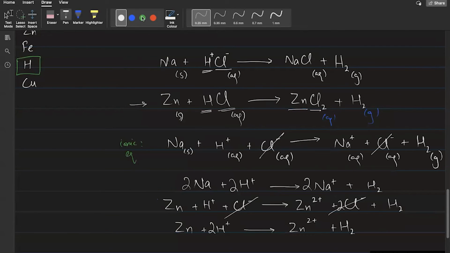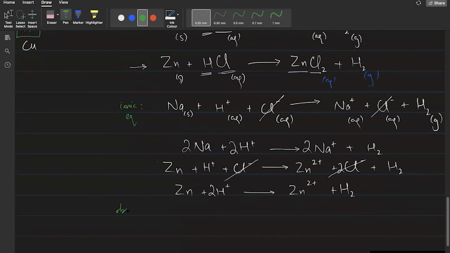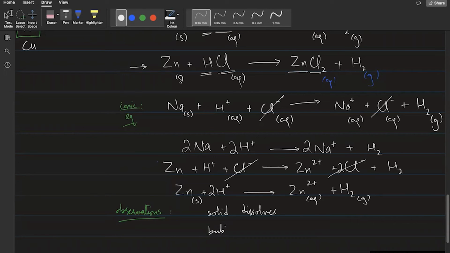Now, a common question that the examiner also asks you is about the observations. What do you see? What can you measure? What can you infer from this equation? Let's see. So zinc is a solid here, but zinc is not a solid here. It's aqueous. So what does that show? It shows that the solid dissolves because it's breaking down and forming ions. Second, you have a gas coming out. You didn't have any gas in the beginning. So that shows bubbles coming out. So bubbles seen. Sometimes we also write it as effervescence.